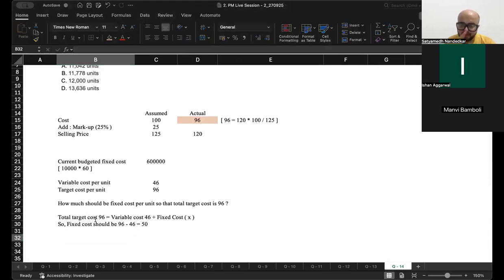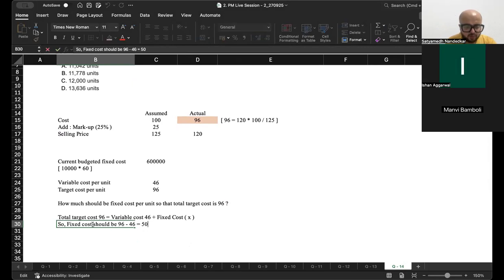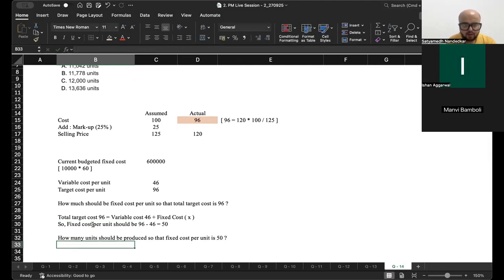Now what will happen? This is the cost that you want. Now budgeted fixed cost is 6 lakh and fixed cost per unit should be 50. So how many units should be produced so that fixed cost per unit is 50? This should be 6 lakh divided by 50, 12,000 units.